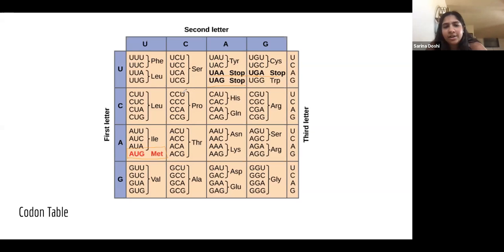And you can see here, we're going to do one that I know. All of these code for serine, right? So if you see any of these combinations in mRNA, then your tRNA will know that it has to be the serine tRNA. Okay.